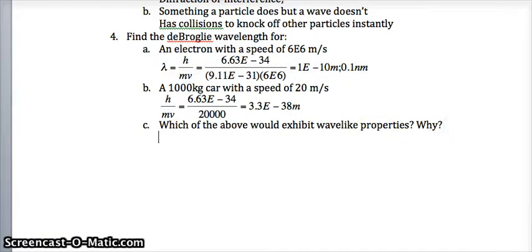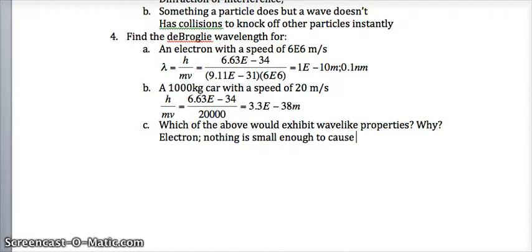So it's got to be the electron. That's because nothing is small enough to cause diffraction with a wavelength like 10 to the negative 38. I mean, that's just tiny.